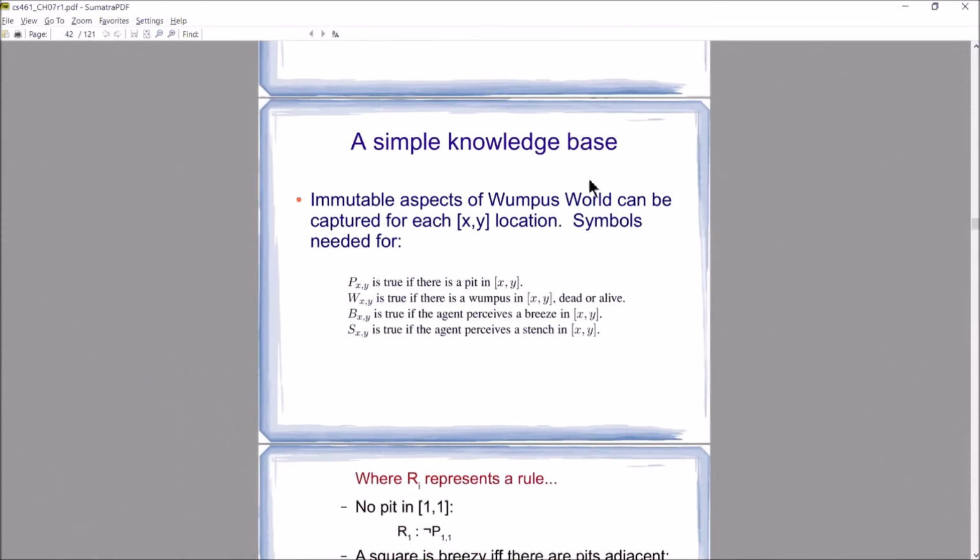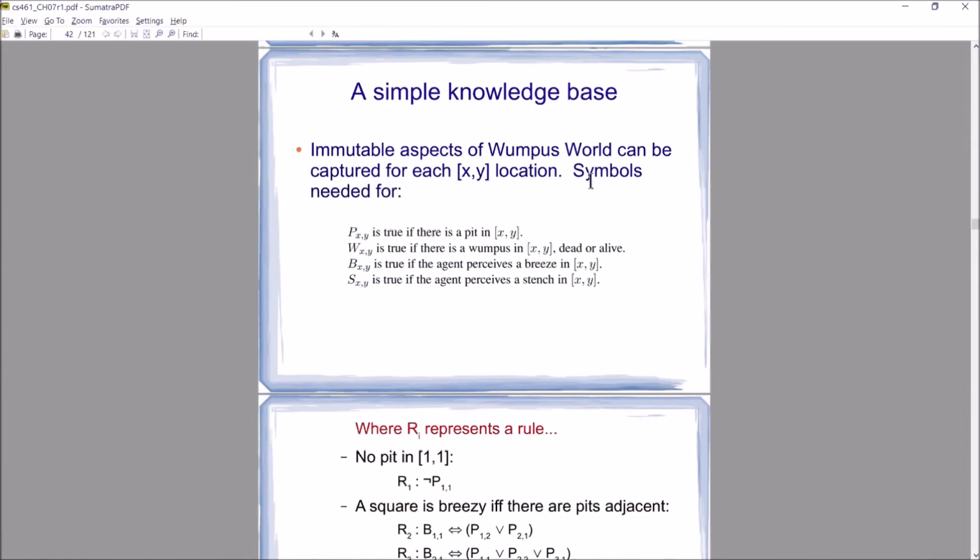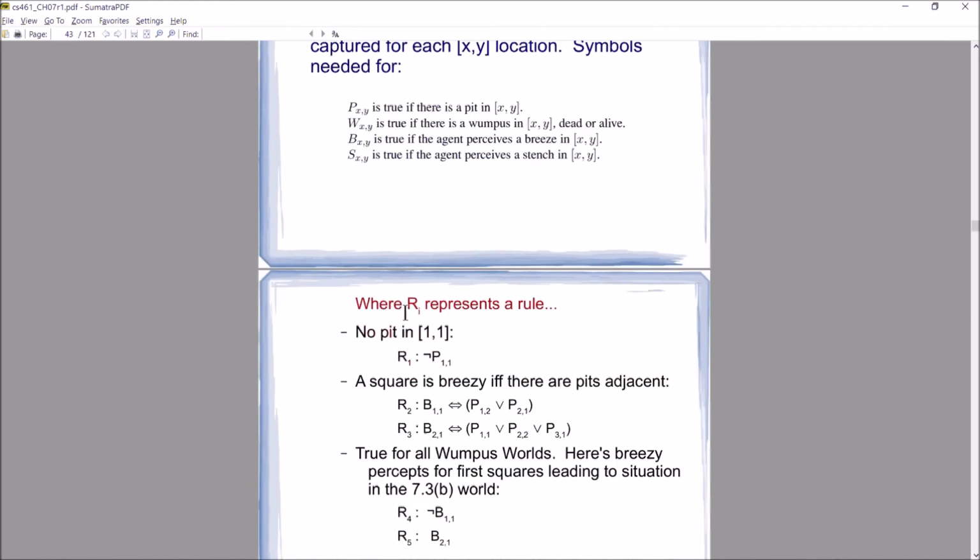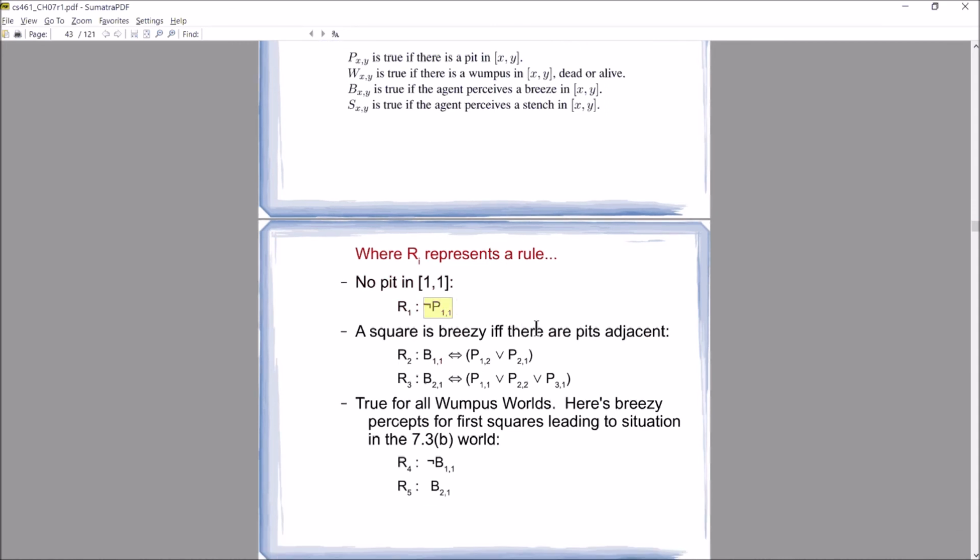Okay, so the example in the text is just doing what I just did. When you have R sub 1, that's representing some sentence that's being added to your knowledge base. There's no pit in 1,1, because that's the starting square, so R1, no pit. A square is breezy if and only if there are pits adjacent. The bidirectional says, if I have a breeze in 1,1, then I must have a pit in either 1,2 or 2,1. And if there is a pit in either 1,2 or 2,1, then there must be a breeze in 1,1.